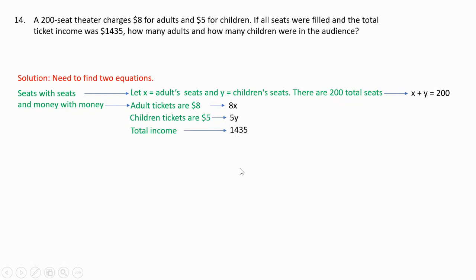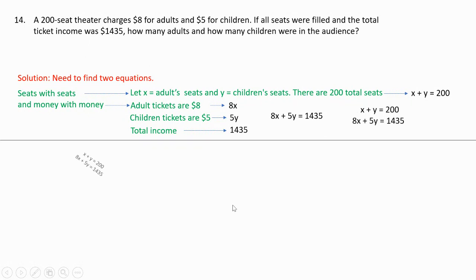$1,435. So that's what we get in my second equation, which will give us 8x plus 5y equals 1,435. Now I get to solve the system. Okay.